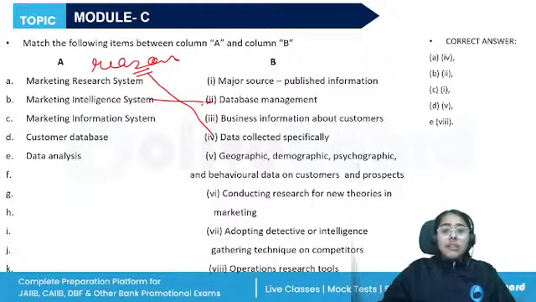Storing the data in such a manner that it can be retrieved and used by the decision makers as and when required. Then the marketing information system, where the sources used are primary and secondary. Primary are the customers, secondary are the published information like newspaper, articles. So the correct answer for C will be 1.